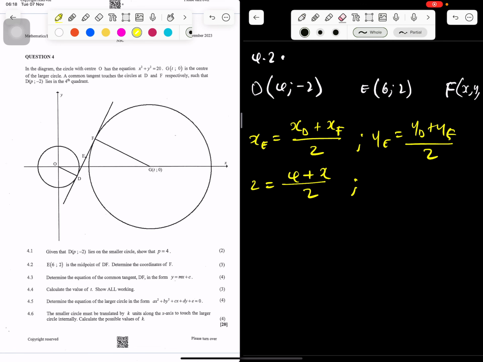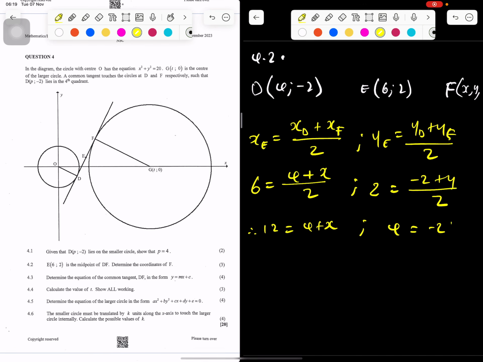Wait a bit, I'm messing up. The x at E is 6, hey? And then this side should be now 2, equaling to y at D, which is negative 2, plus y over 2. So therefore, this is going to be 12, and then 4 plus x, and then this is 4 minus 2 plus y. Therefore, x is going to be equal to 12.